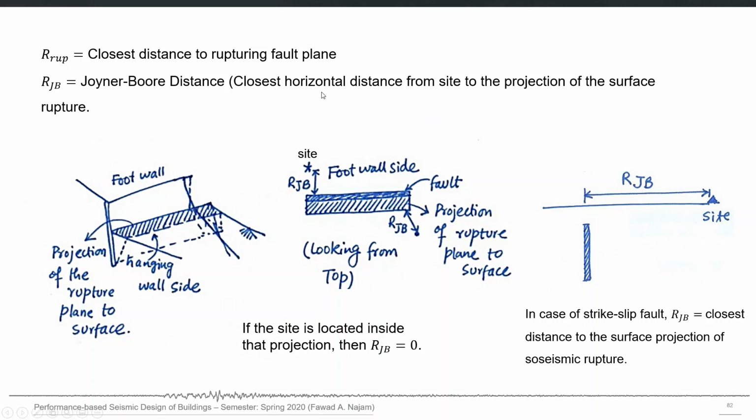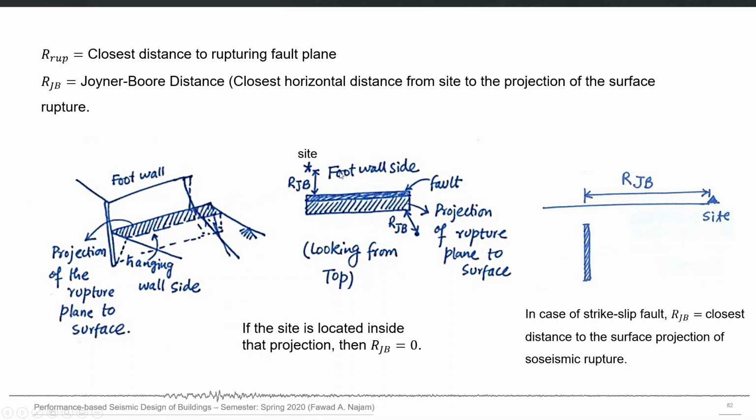Let me explain that. First, in this example, let's say that this is your foot wall and this is your hanging wall side, and this inclined plane is basically your rupture plane. You just project up that rupture plane. If you project up, which means that you make a projection of the rupture plane to your surface, it will become this shaded area. So this shaded area is, again I repeat, the projection of the rupture plane to your surface.